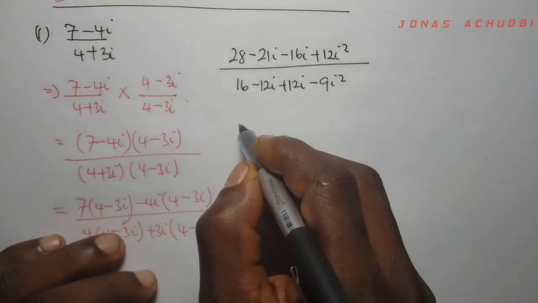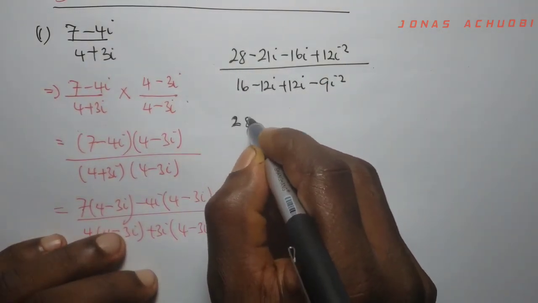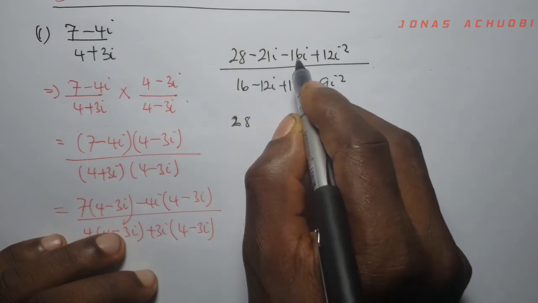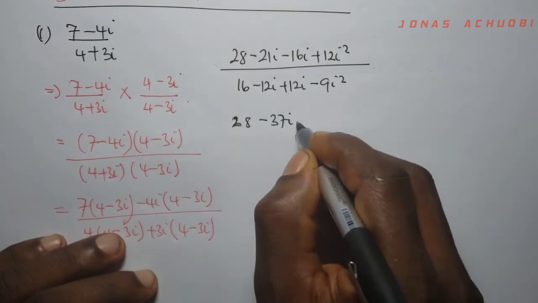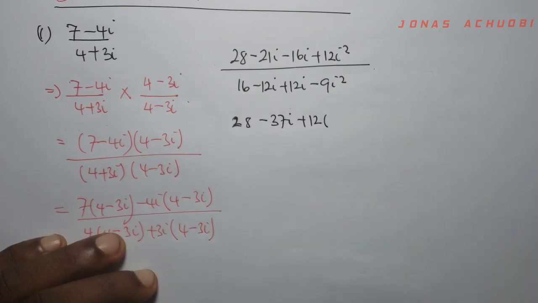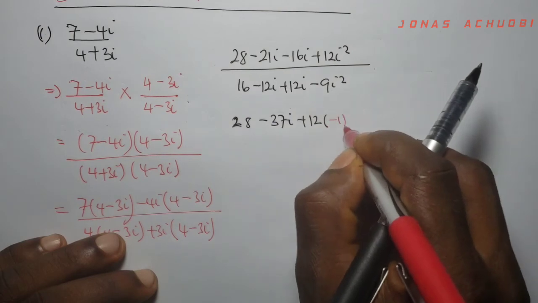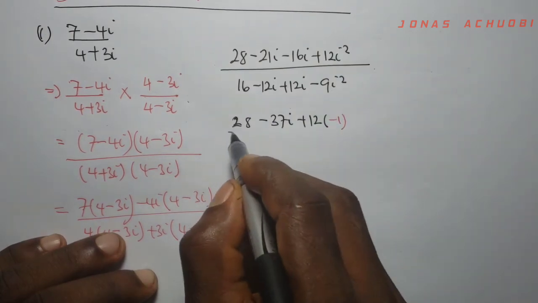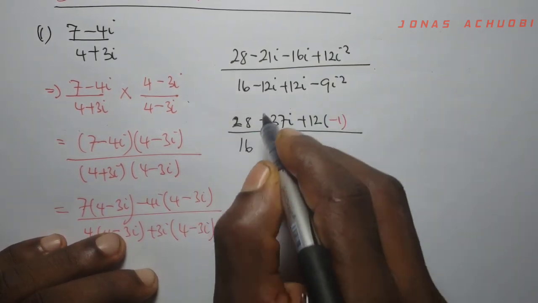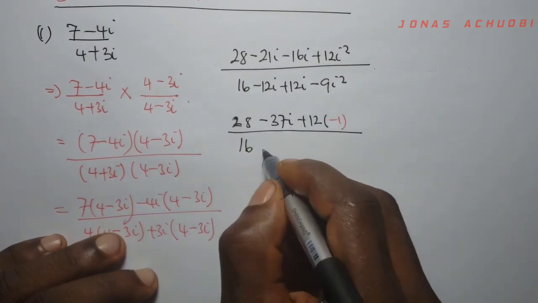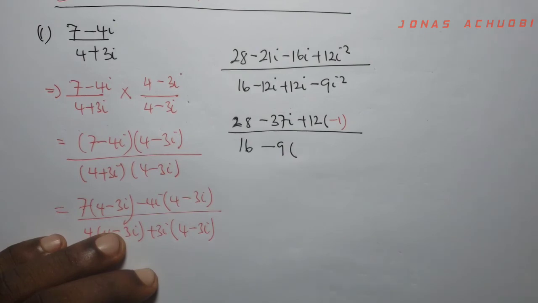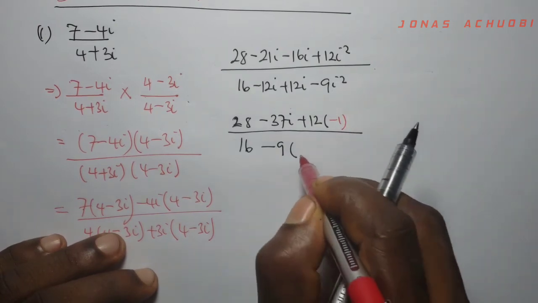If we tally this up, we get 28 minus 21i minus 16i, which is minus 37i, plus 12i squared. What is i squared? i squared is minus 1. Divided by 16. Minus 12i plus 12i is 0. So what is left? Minus 9i squared. Again, i squared is minus 1.